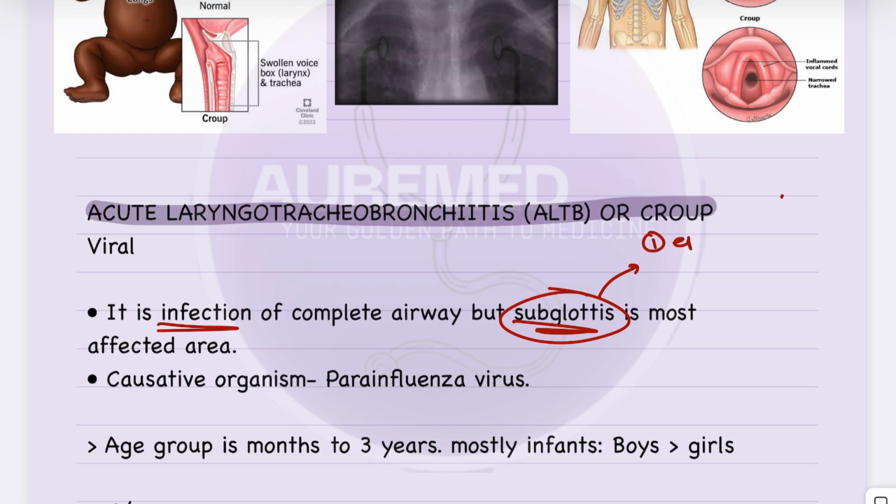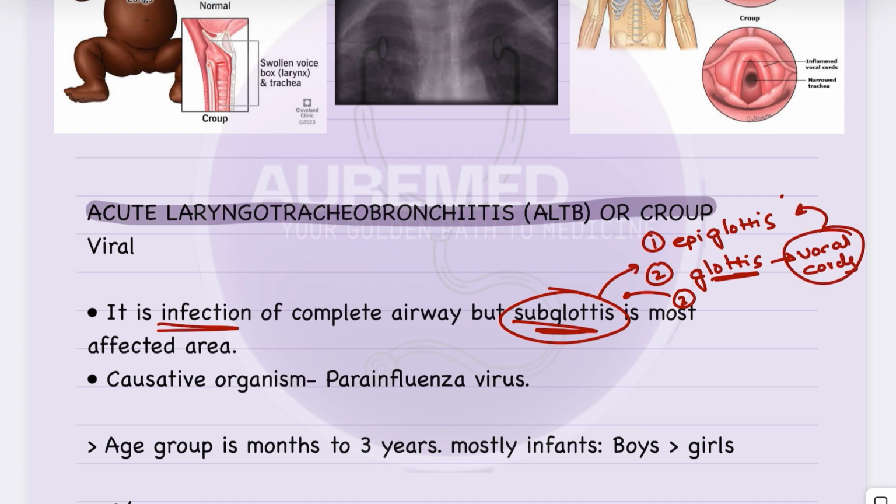Our airway is divided into three parts. First is the epiglottis, second one is the glottis, and the third one is the subglottis. Glottis is basically our vocal cords. Anything above the vocal cords is called the epiglottis or supraglottis. Anything below the vocal cords is called the subglottis.